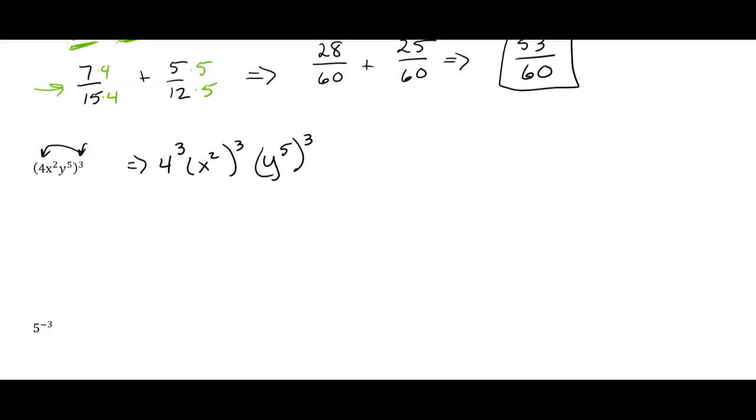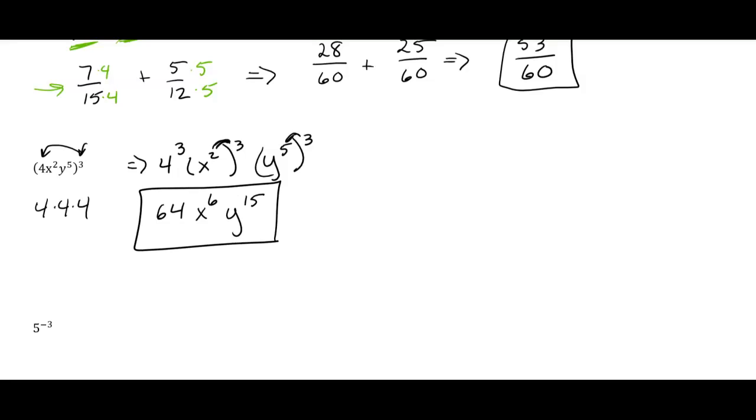Now, 4 to the 3rd power, I have to multiply that out. 4 times 4 times 4, which is 64. And then when you have a power raised to another power, you multiply those. So it's going to be x to the 6th. And then here that's going to be y to the 15th. And so that's how you would simplify it. So those are some of our exponent rules. We're going to go over those more in another video.